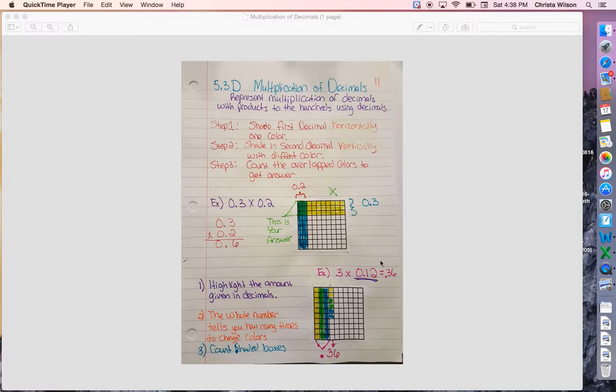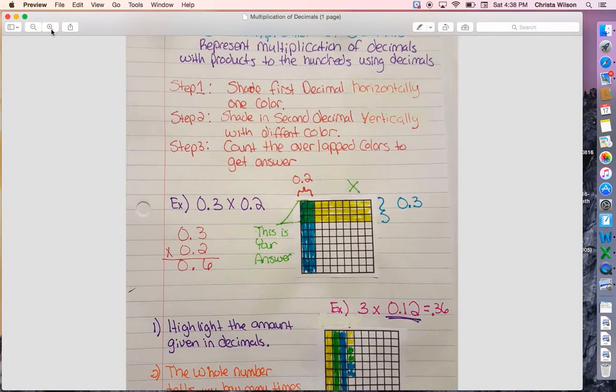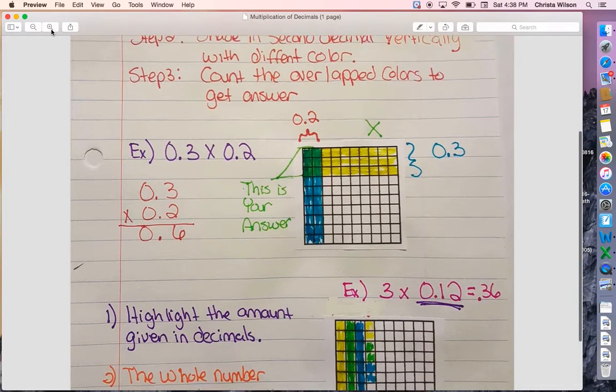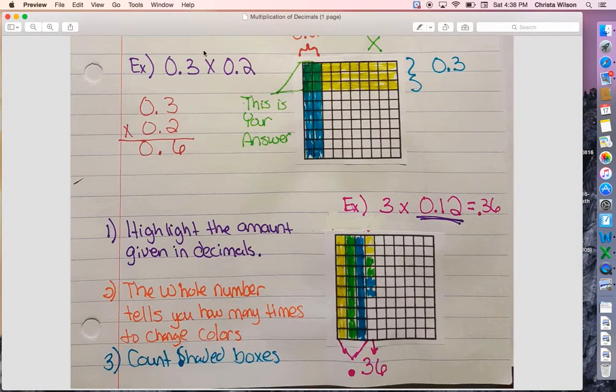Okay, and then let's take a look at how we multiply decimals with whole numbers. Okay, let me see if I can blow this up a bit. So in this example here, we have 3 times 12 hundredths. So you highlight the amount given in the decimal first. Okay, you're going to highlight that amount. Then the whole number tells you how many times to change the color. And the last step is count the shaded boxes.